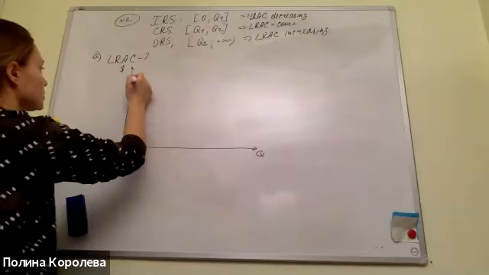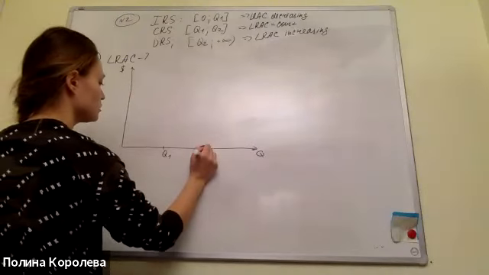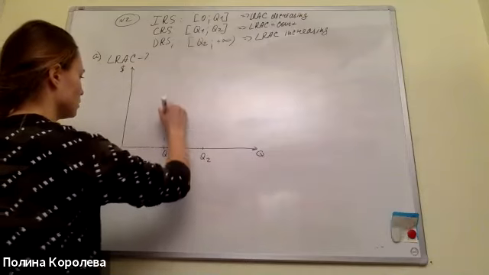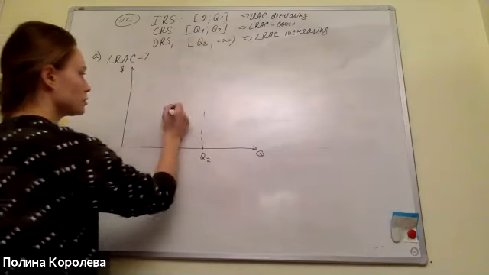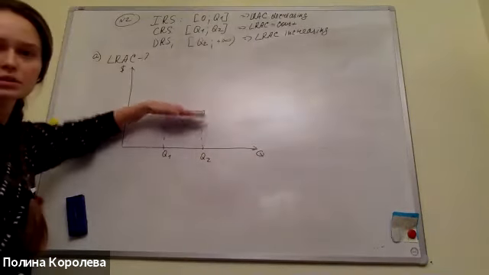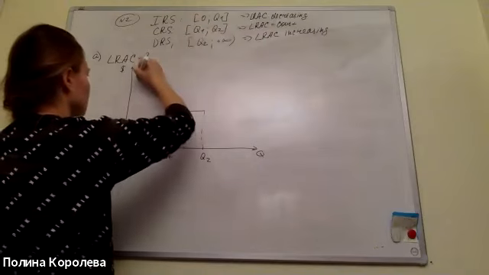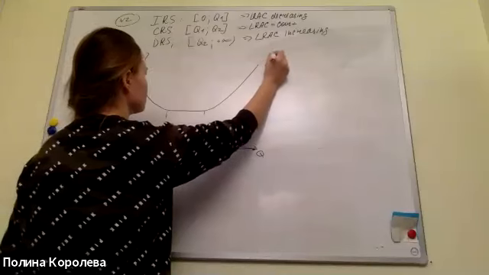So let's draw like this. From 0 to Q1, then to Q2. Between Q1 and Q2, we will have a constant part, long run average costs are constant. Then here will be decreasing, and here increasing.